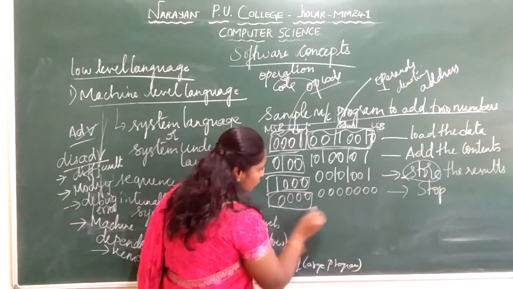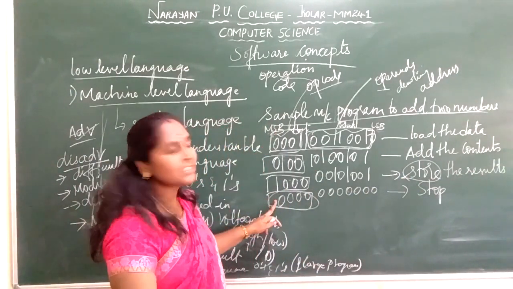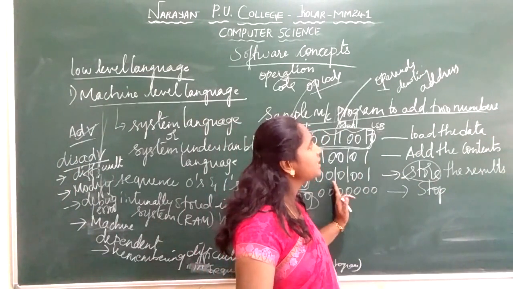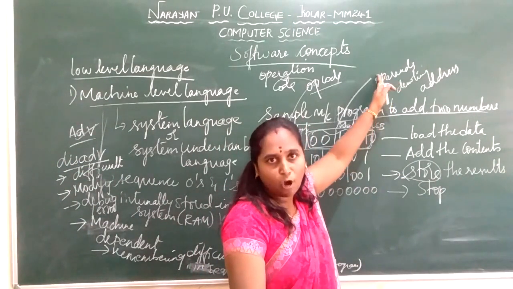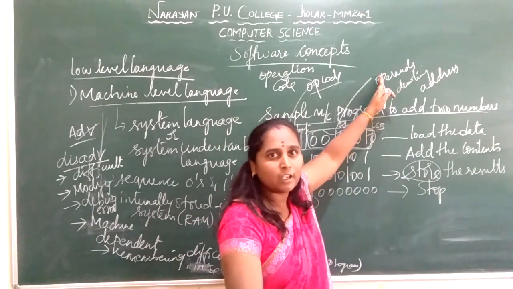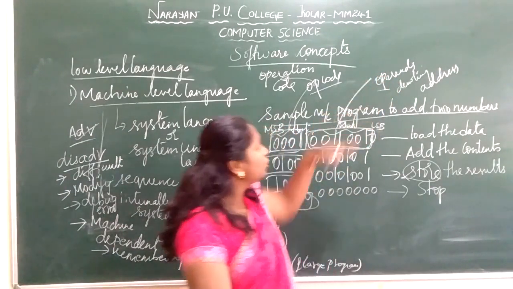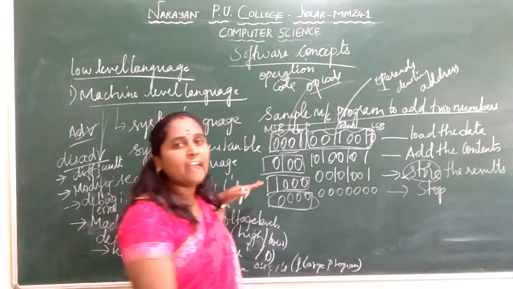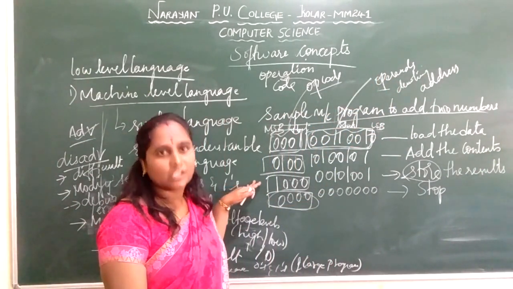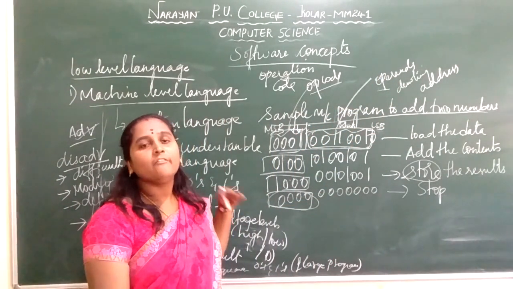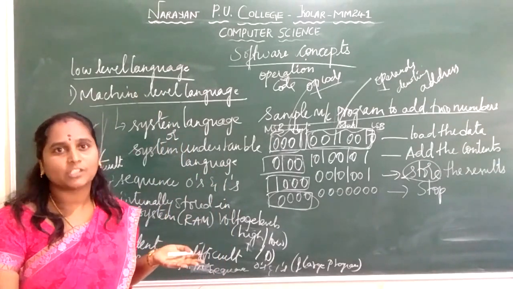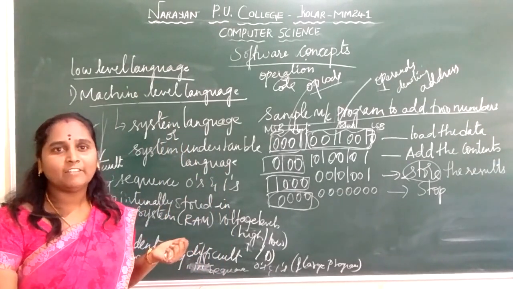To stop, it is 00. So the first 4 bits represent the operation code. The lowest 8 bits represent the operand, where that operand is stored in memory, that is in RAM. Remembering such sequences of zeros and ones is a drawback of machine level language. To overcome this drawback, we go on to the next low level language, assembly level language. So next we'll see what assembly level is.